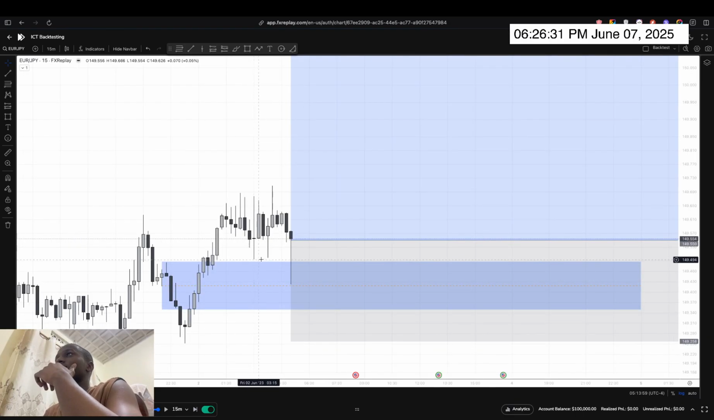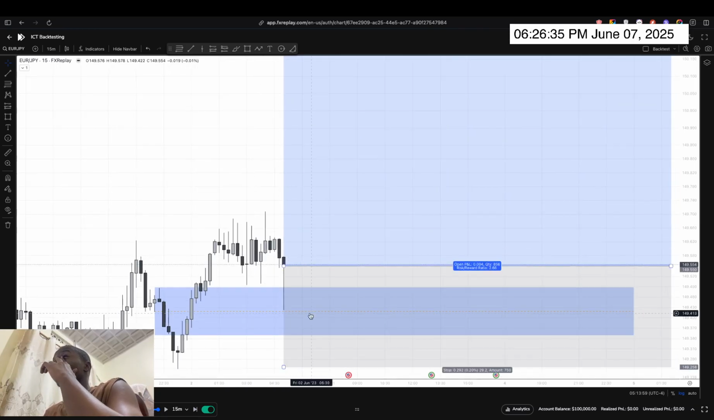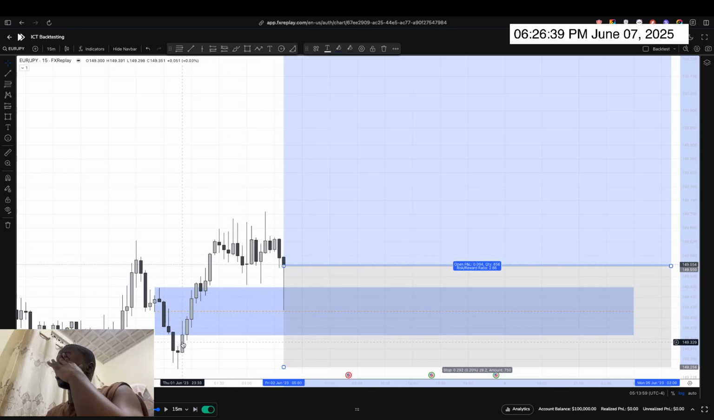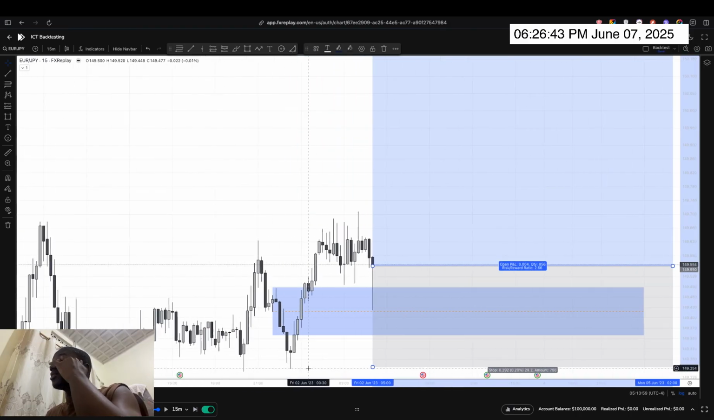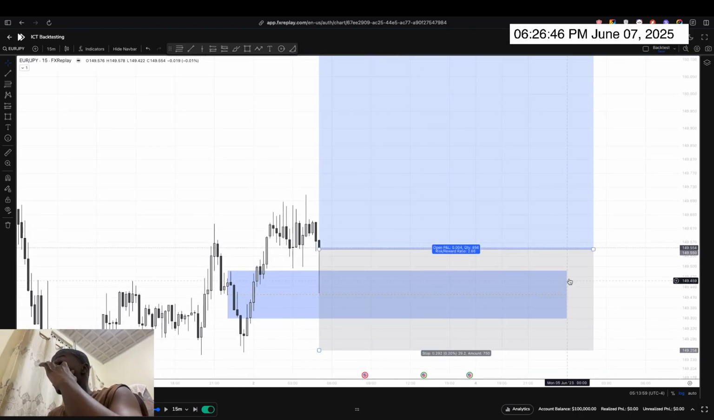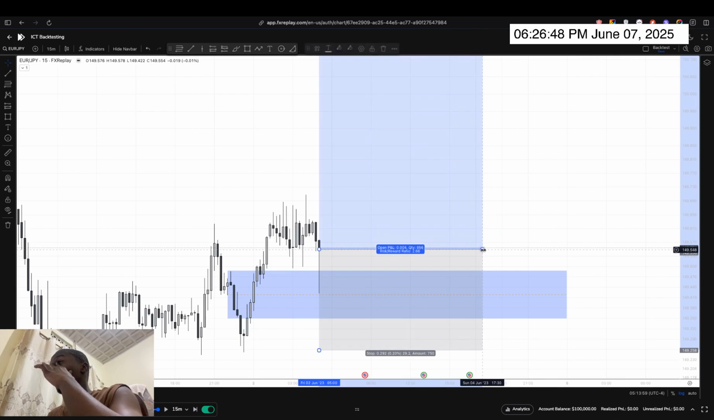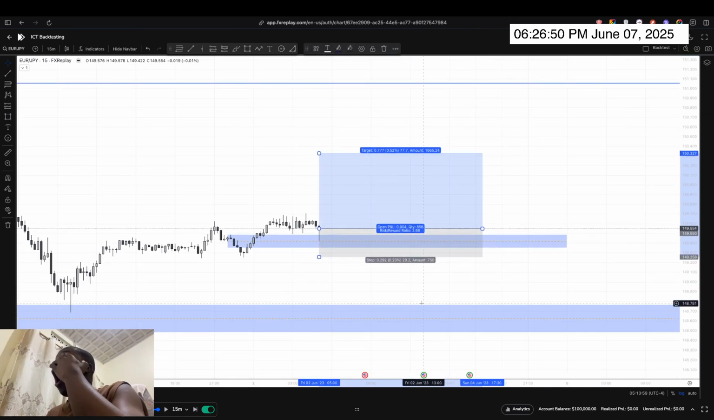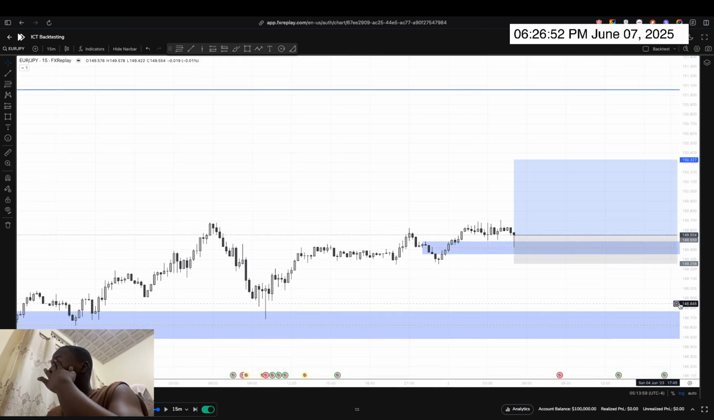The 15-minute is showing we took out these lows. Maybe let's wait for a shift on this move, but I don't think that's necessary. You can just enter like this and have our target set for the day. Okay, so let's enter there.